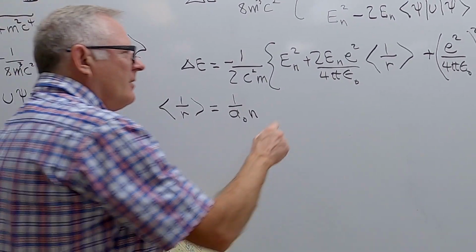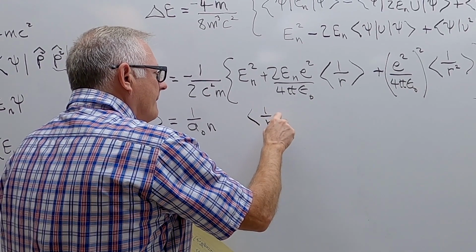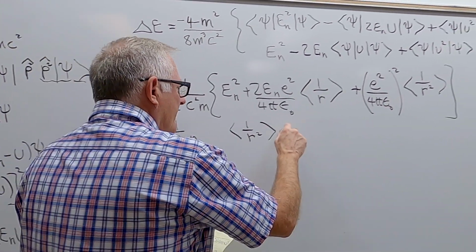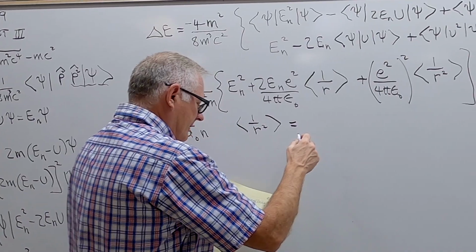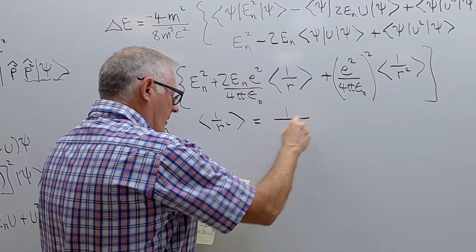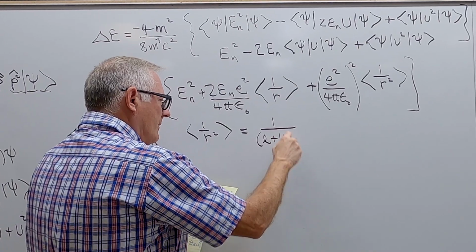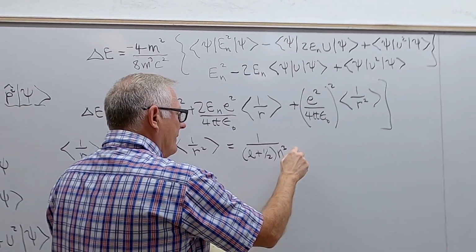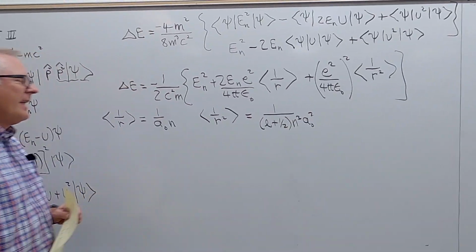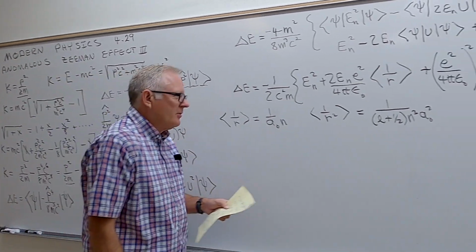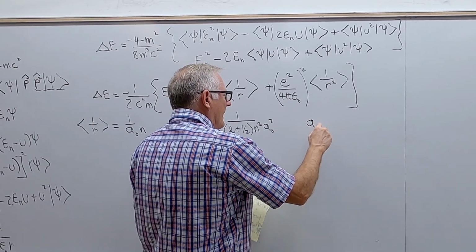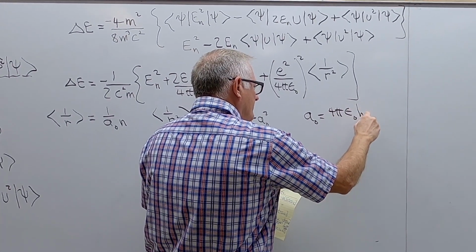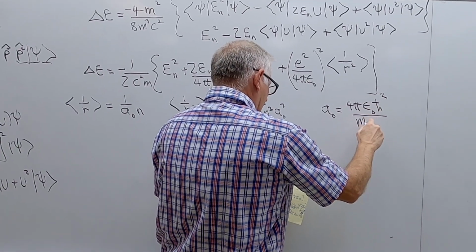Now, we could have done the 1 over r squared. We didn't do that, but we could have, and this ends up being 1 all over l plus a half n cubed a naught squared. Where again, a naught was the Bohr radius. Remember, I should write down what that Bohr radius was. That a naught was equal to 4 pi epsilon naught h bar squared all over m e squared.